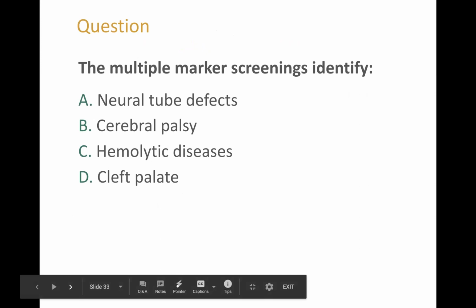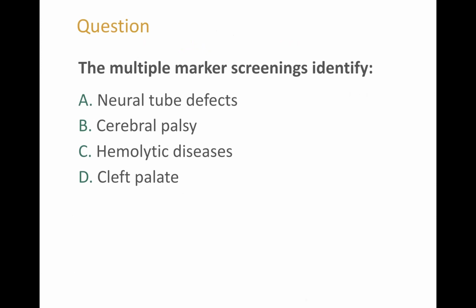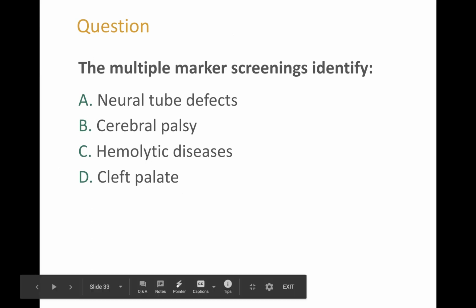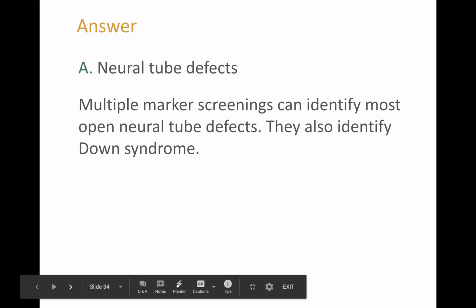The multiple marker screenings identify A, neural tube defects, B, cerebral palsy, C, hemolytic diseases, or D, cleft palate. Neural tube defects. Also identifies Down syndrome.